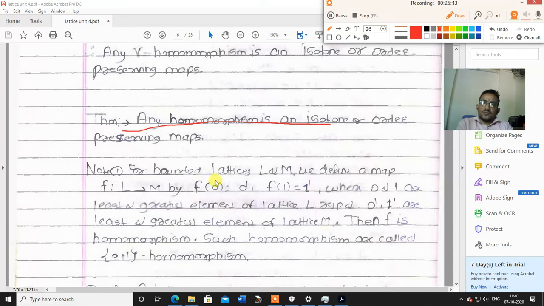Then there is a small note. For bounded lattices L and M, we define a function f from L to M by f of 0 is equal to 0 dash and f of 1 is equal to 1 dash. Here 0 is the least element of lattice L, and 1 is the greatest element of lattice L. And 0 dash is the least element of lattice M, and 1 dash is the greatest element of lattice M.